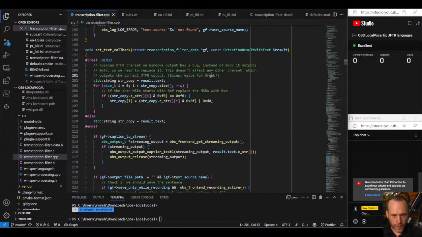And so what I did is, or the other way around, it was giving 0xF instead of 0xD, right? And so I was basically just checking for that, and I just replaced it. I replaced the F with the D. Which now obviously doesn't make a lot of sense.